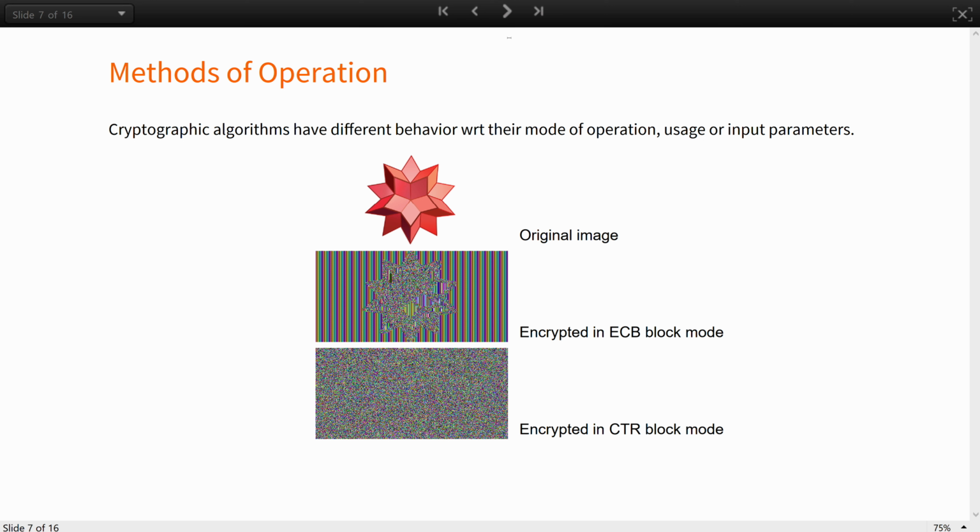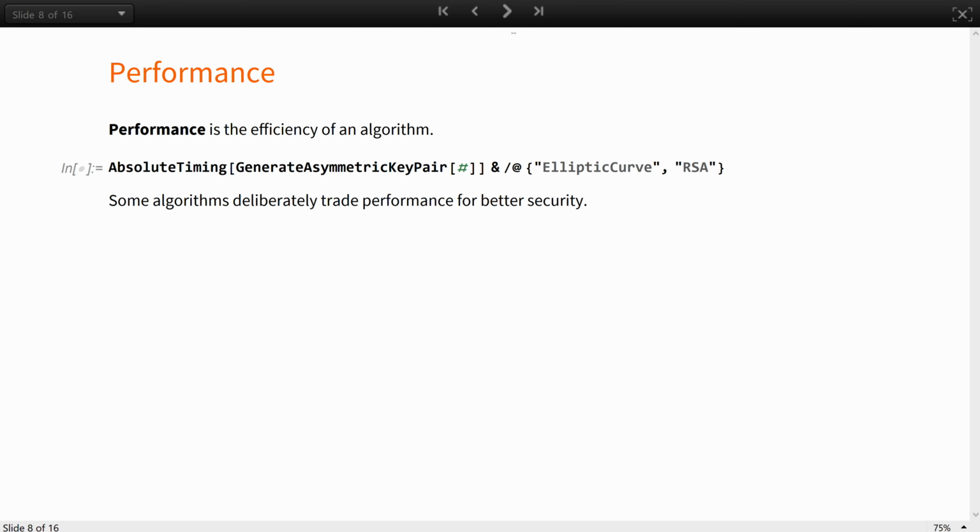You saw an example of this in Lesson 13, titled Block and Stream Ciphers, when comparing the effect of different block modes on the output of a symmetric cipher. An example presented in Lesson 13 showed how AES encryption can give drastically different results and security based on whether the ECB or CTR block mode of operation was chosen.